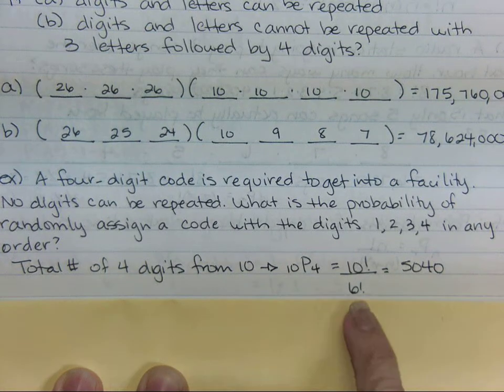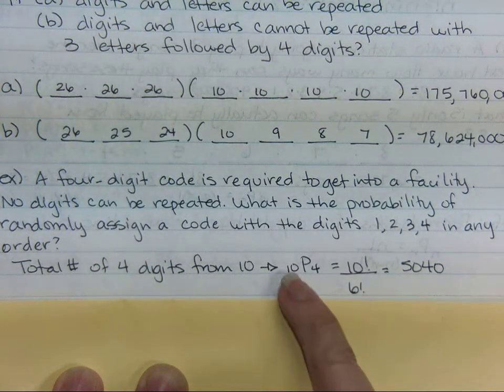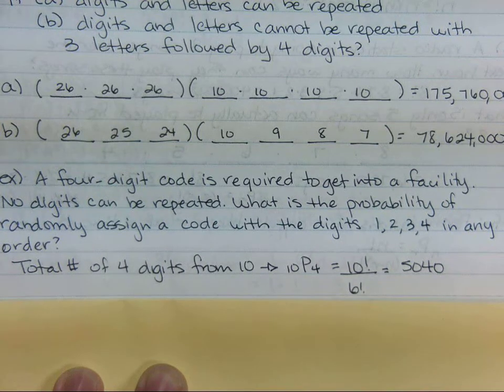Again, in a previous video, we talked about how to calculate this 10P4 by taking n factorial divided by n minus r factorial, and expanding and simplifying in our calculator. So this is the number of total ways to get 4-digit codes.